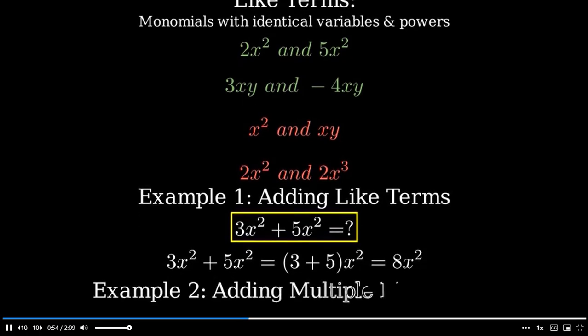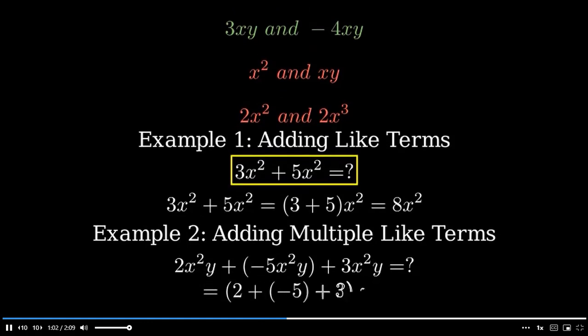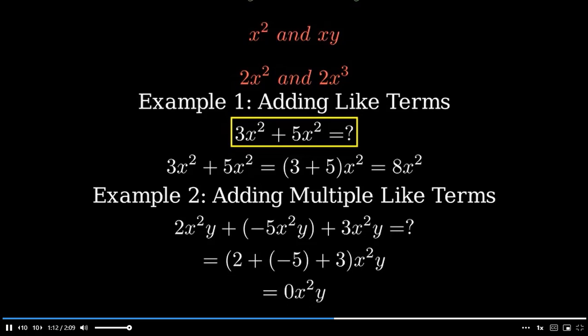Let's try a more complex example. What if we need to add 2x^2y, -5x^2y, and 3x^2y? Again, these are all like terms because they have the same variables with the same powers. We can add their coefficients, 2 plus negative 5 plus 3. That equals 0x^2y.